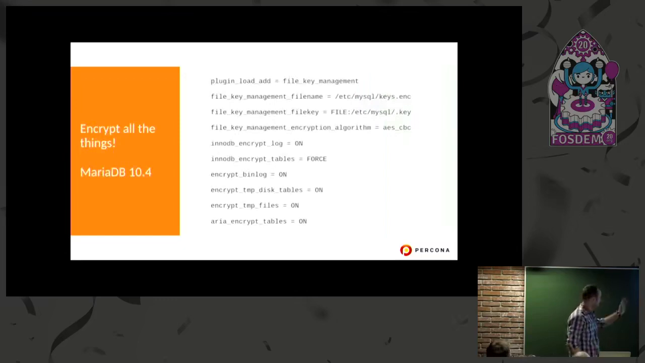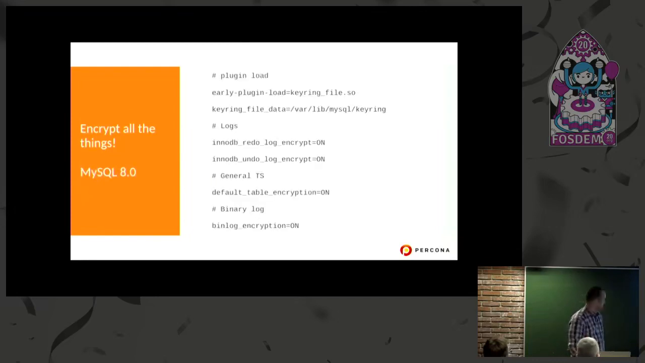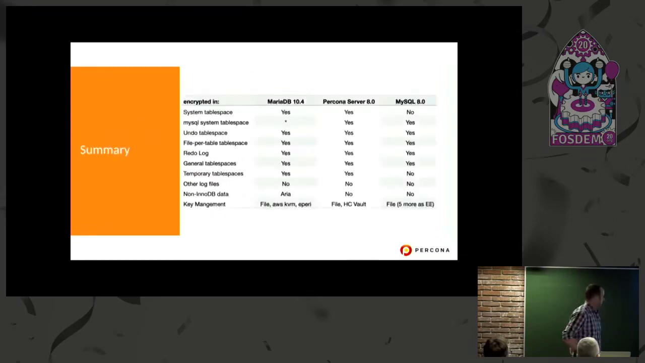So how does this look? Encrypt all things in MariaDB. The features, this is the nice one. How to set up the file key management to encrypt. In Percona server, this is the example with the HashiCorp Vault: URL, secret, all the features in. In MySQL 8, I use the keyring file. So this is what gets encrypted or not. All of them.